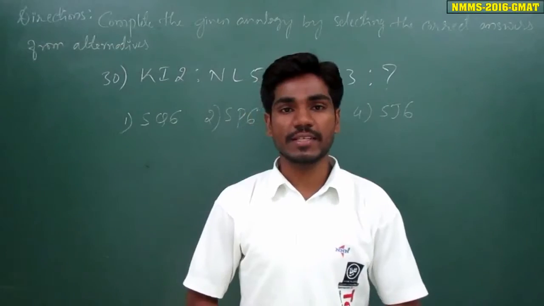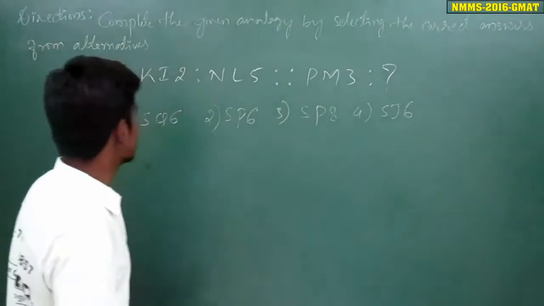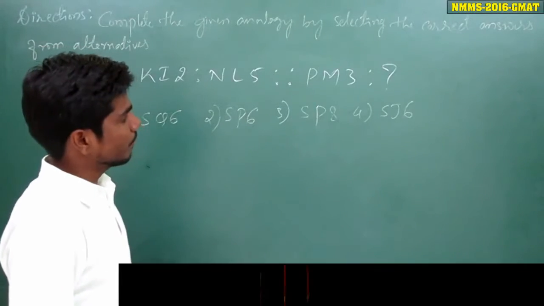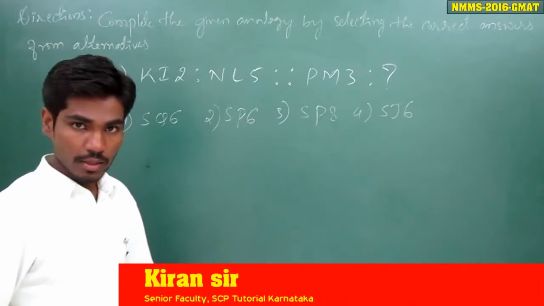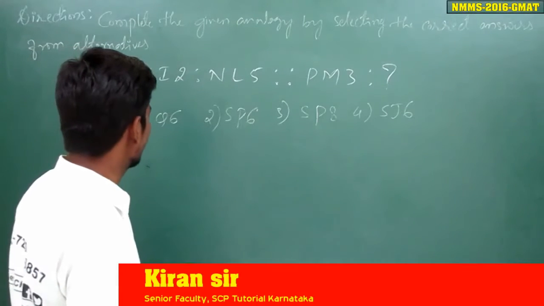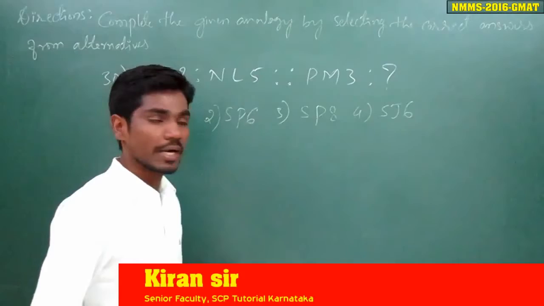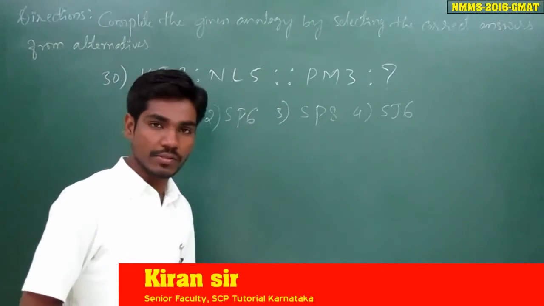Well friends, here is the next problem. The given problem is KI2 is to NL5 as PM3 is to question mark. The options are SQ6, SP6, SP8 and SJ6.